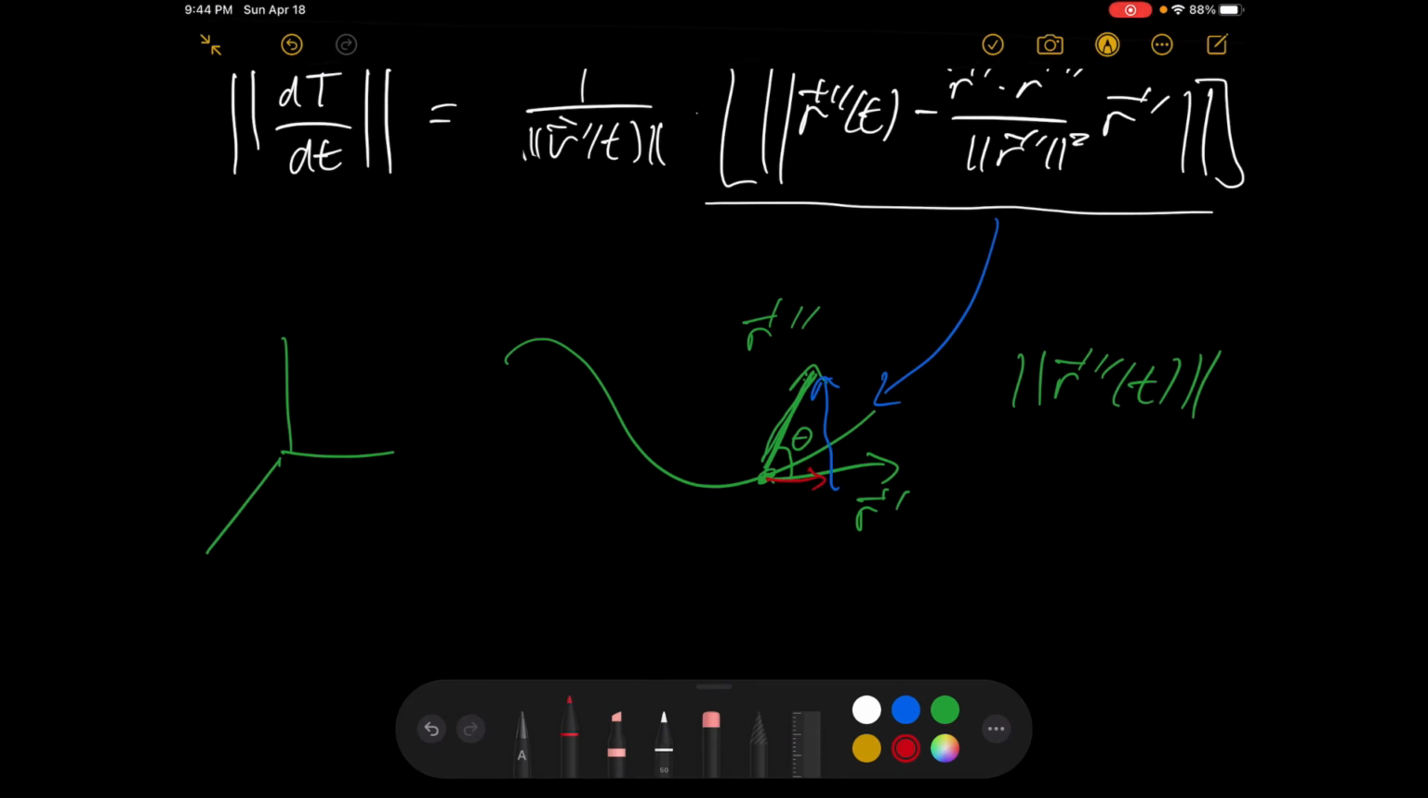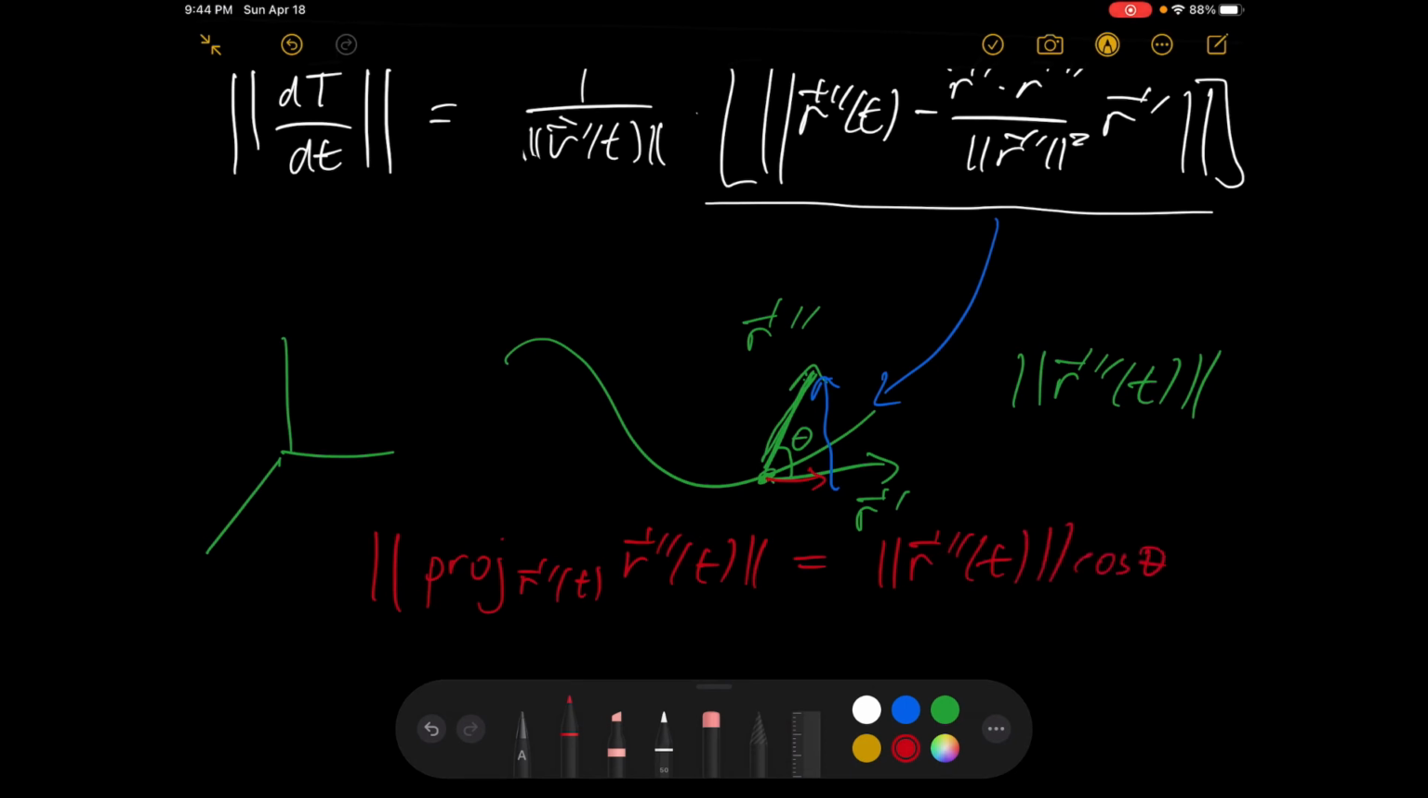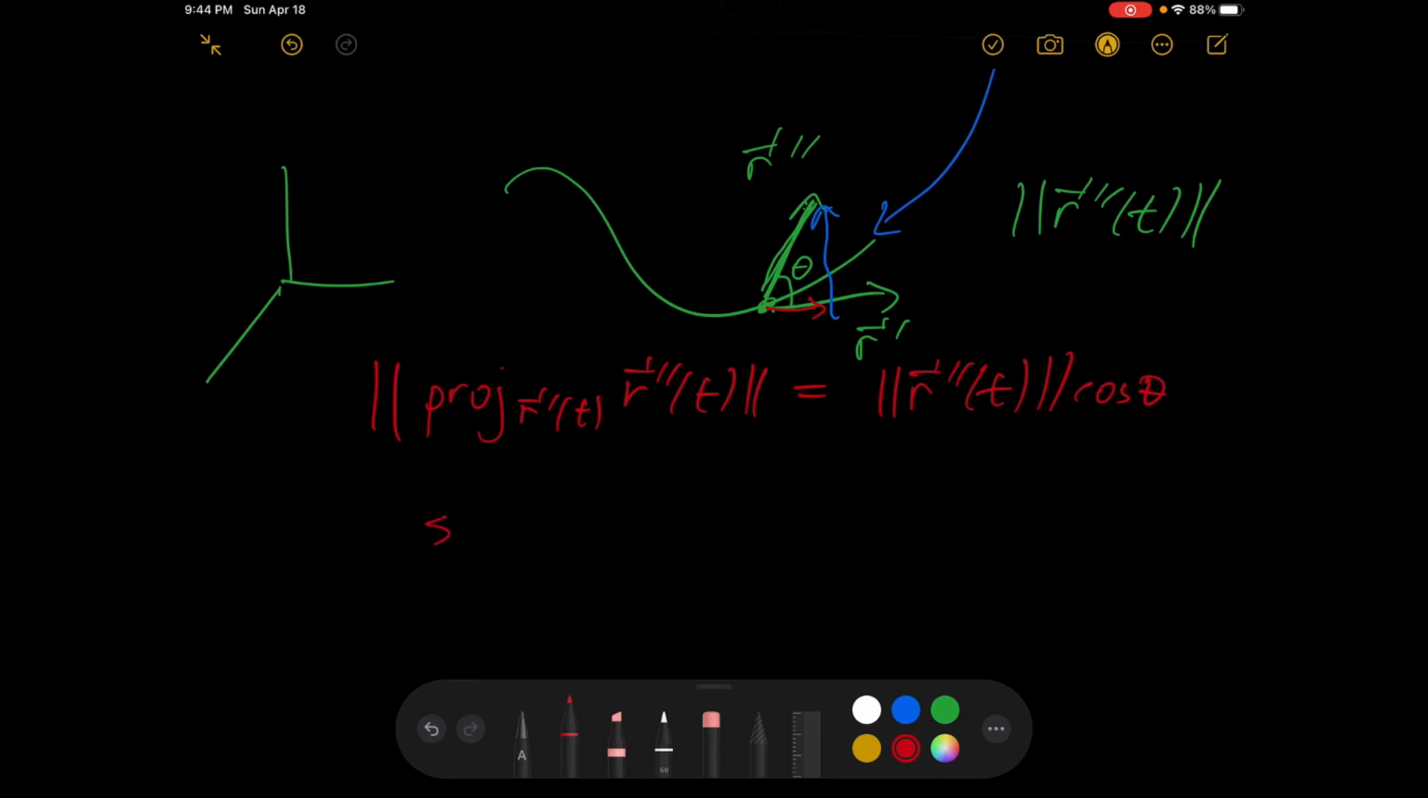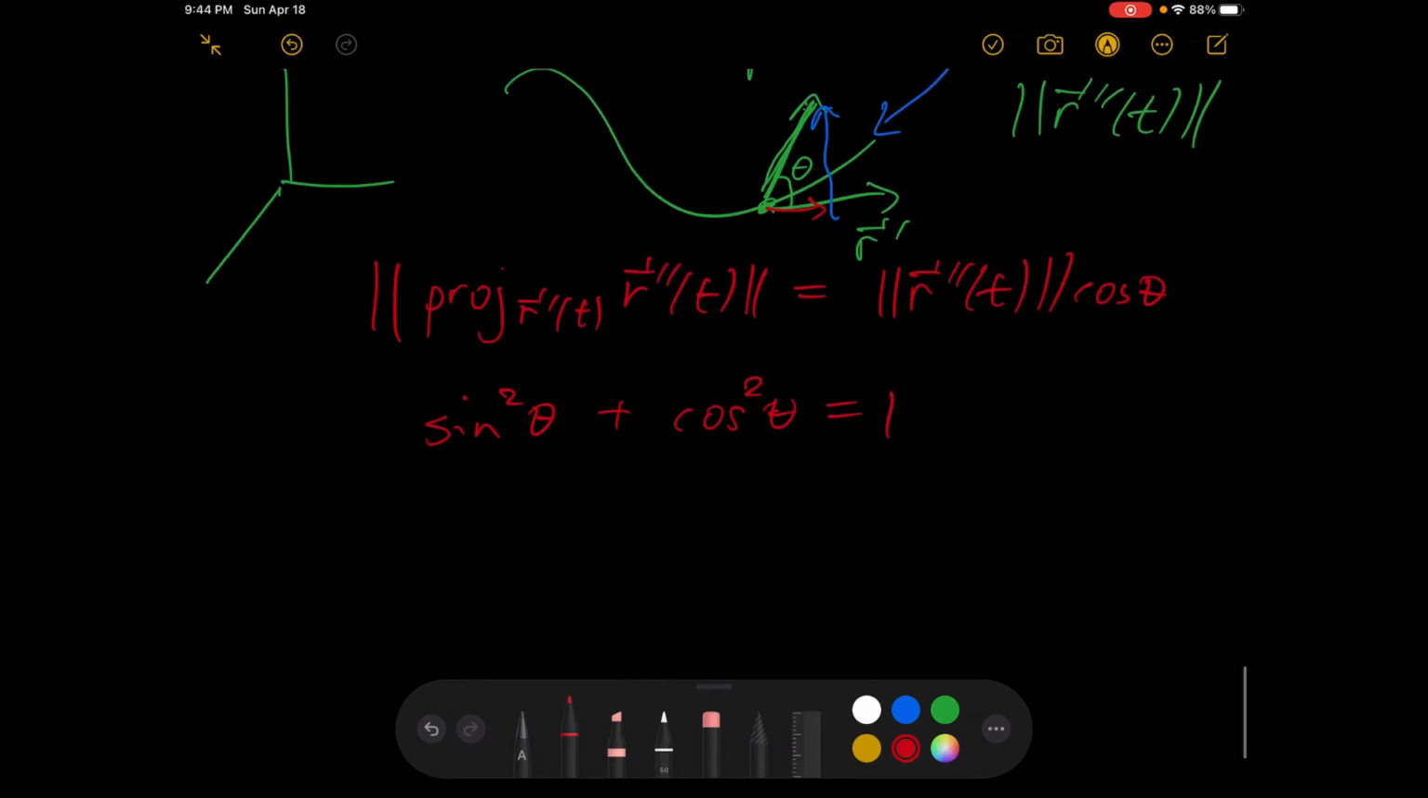It's kind of like you're just projecting on it. So what happens is that the projection, the length of the projection, is simply r double prime of t cosine theta. And that only tells us one thing, because we know that sine squared theta plus cosine squared theta is equal to 1, which implies that if you multiply r double prime of t on both sides, then you get the magnitude of r double prime of t squared sine squared theta, plus that squared cosine squared theta.